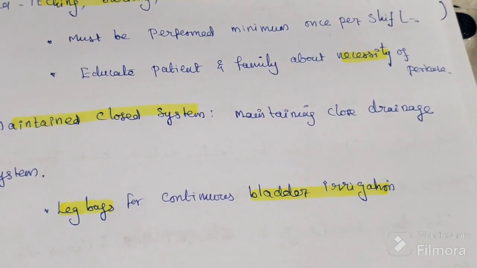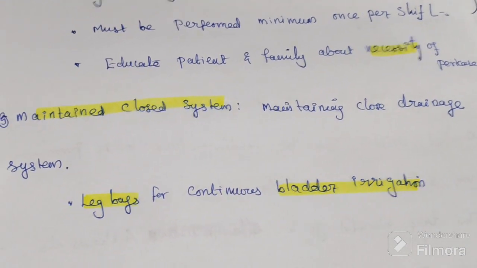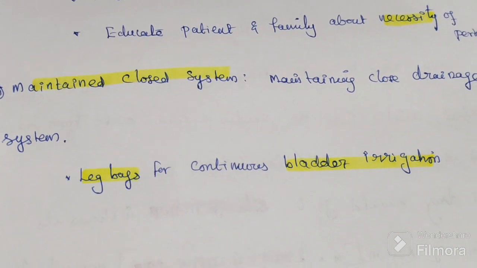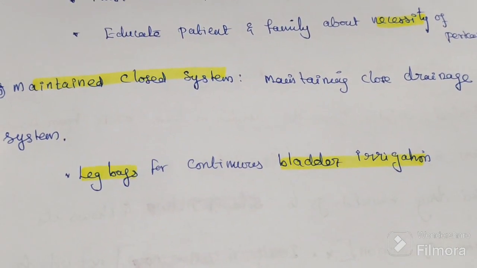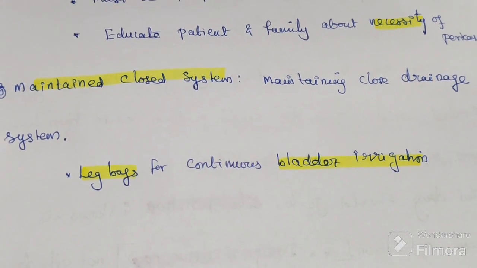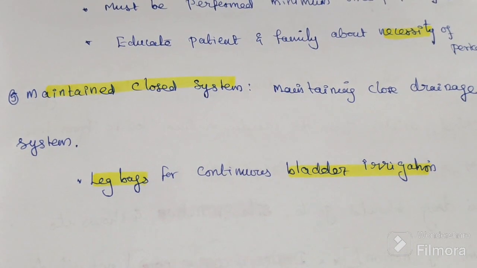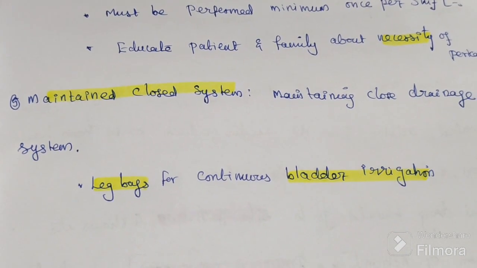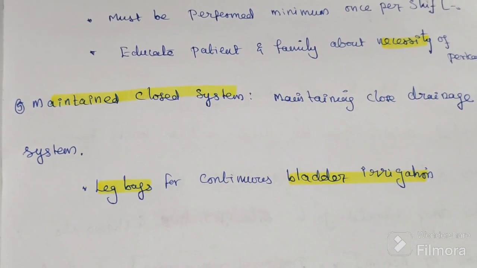When it calls for irrigation, apply leg bags for continuous bladder irrigation. The more frequently we disconnect the device, the more frequently we promote entry of multiple causative agents that lead to acute infection.